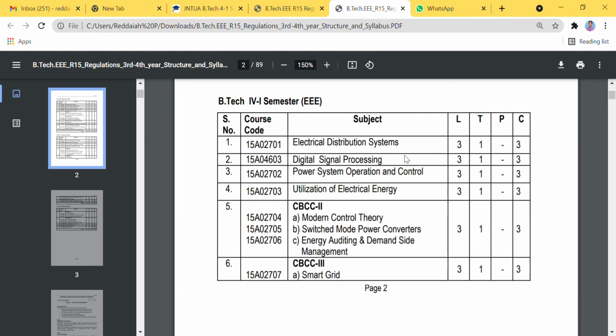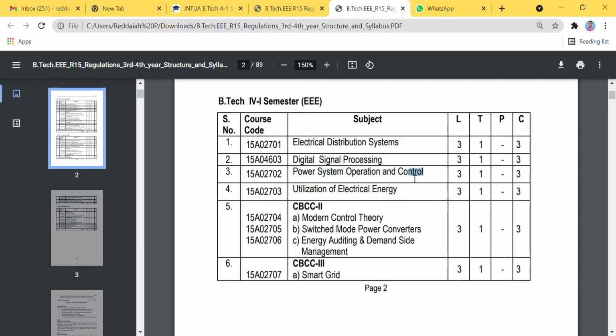Hello everyone. In the previous classes we studied about electrical distribution system. What are the topics chapter wise? And now we go for power system operation and control for fourth year, first semester, EEE. Power system operation and control. Let us see what is this subject. Power system, what is the operation and control.